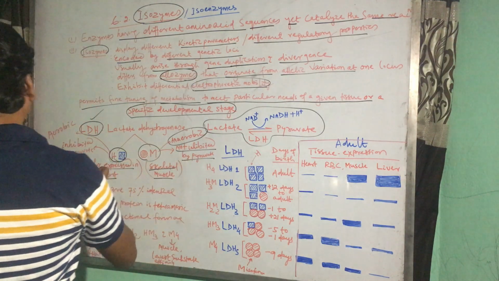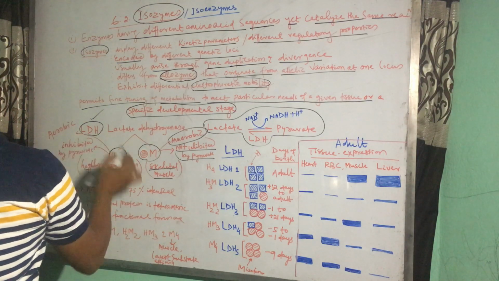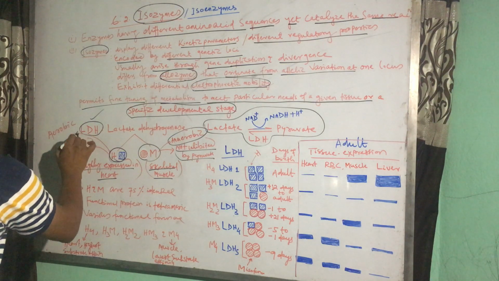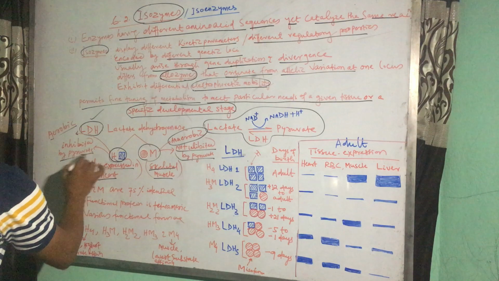In contrast, the aerobic isoform, which is present in the heart, is inhibited by pyruvate.